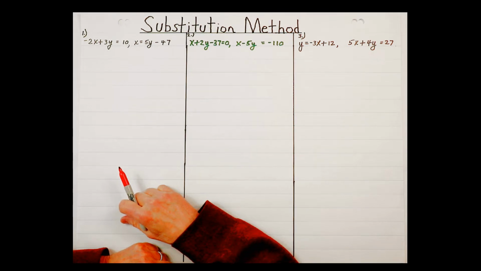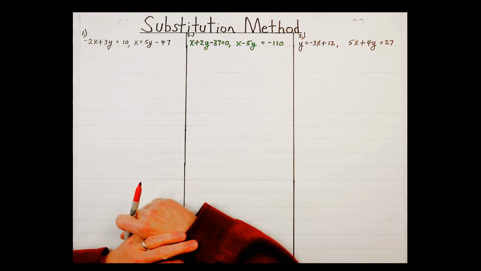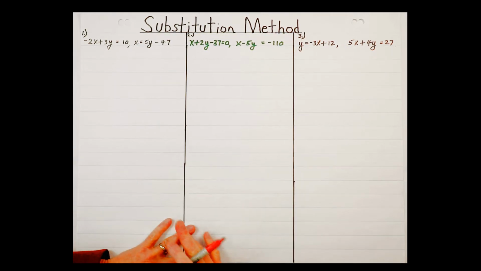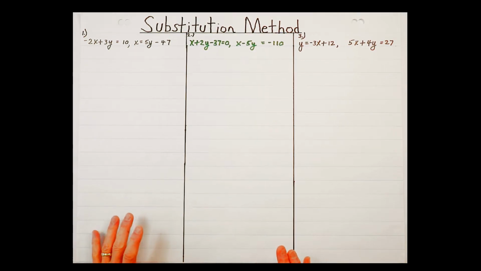Today we do systems of linear equations, the substitution method. Before we start, I need to tell you that the graphing method, the substitution method, and the elimination method all give you the same answer. It's a different way of doing the same thing. Some people prefer elimination over substitution. Other people prefer substitution over elimination. It's all up to you, but you need to know both.